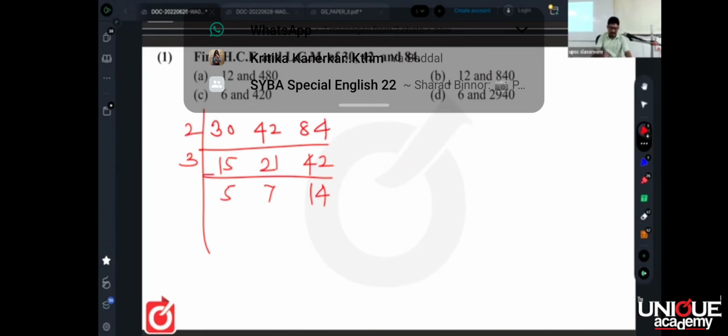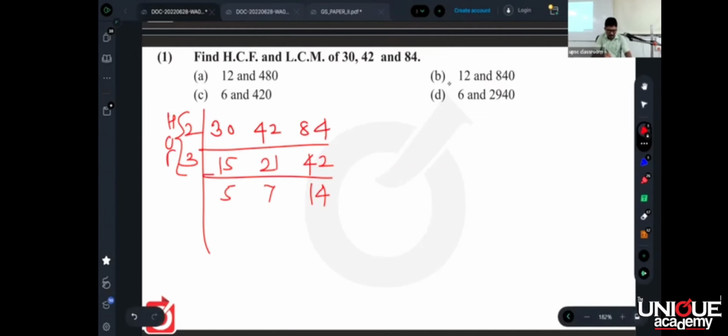Is it clear? Because of that, there are only two common prime numbers which divide all, so the HCF has to be 2 into 3, that is 6. Now we have to continue for the LCM. For the LCM, with 5, 7, and 14, of which 7 and 14 are divisible by 7, you can divide by 7. 5 is put as it is. 7 1s are 7, 7 2s are 14.